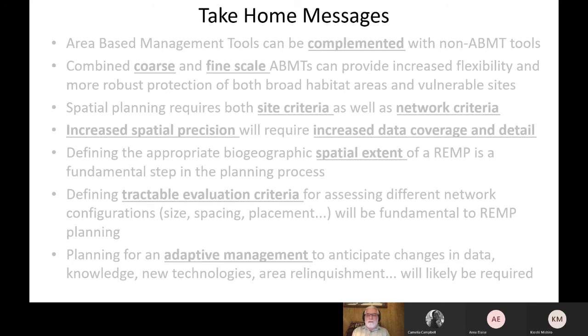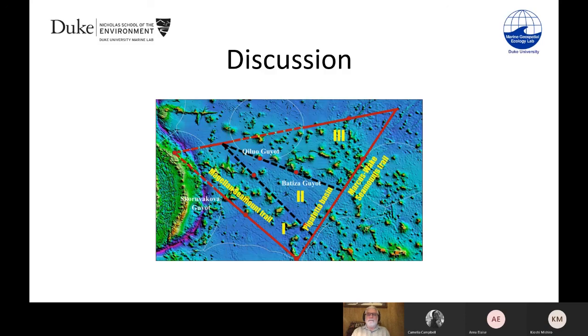Defining the tractable evaluation criteria is going to be very fundamental to the REMP process, and we're going to have to acknowledge that adaptive management is going to need to occur into the future. Thank you.